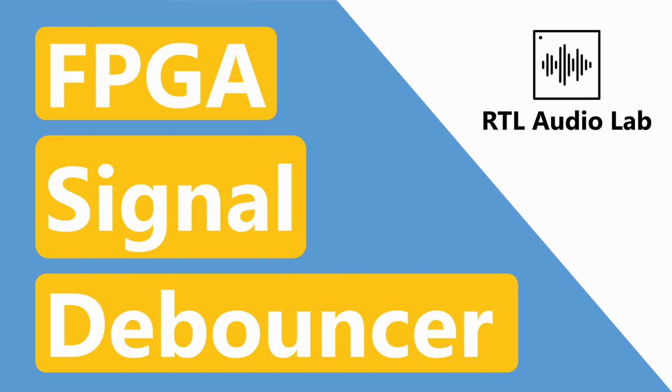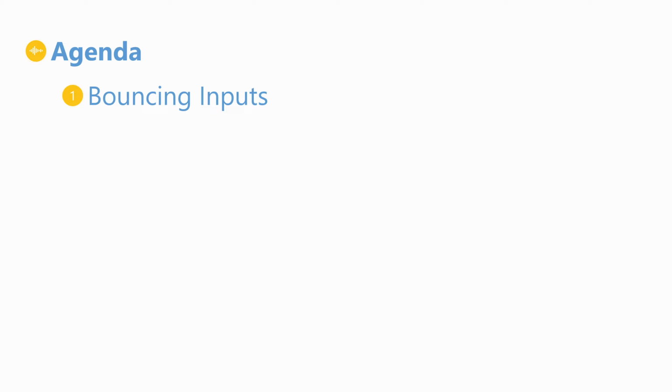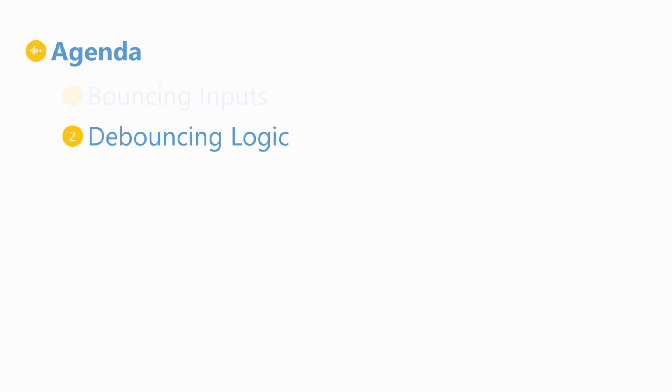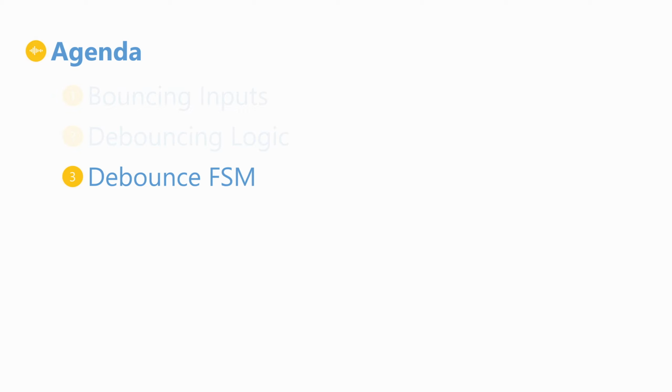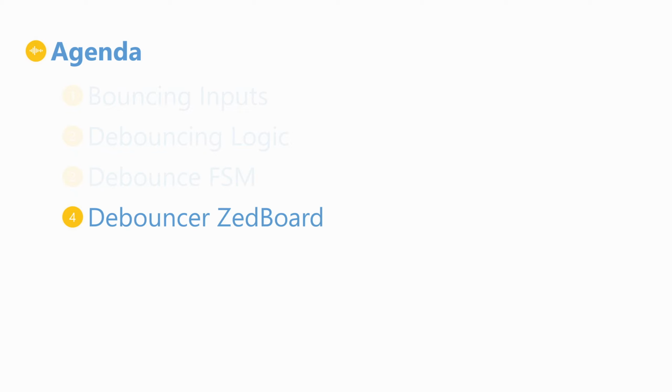This is Isaac, and in this video we will go over the implementation of a debouncer module for the mechanical inputs of our FPGA audio processor. We will start by describing the problem of bouncing inputs and the idea behind the debouncing logic. After that, we will discuss in detail how the Debounce FSM works and how it is instantiated within the Debouncer ZedBoard module. Finally, we will take a look at the code and the elaborated design.